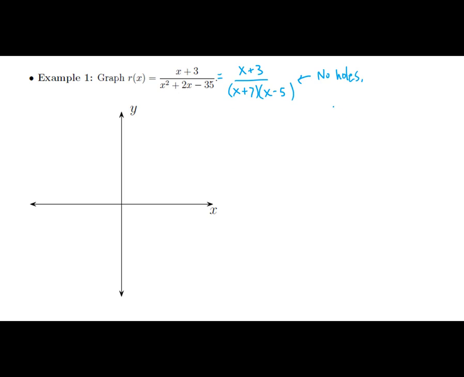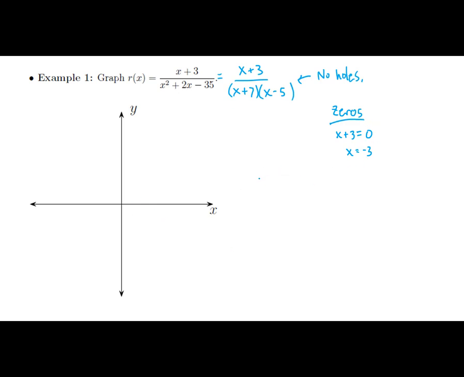So let's think about zeros. So zeros occur when the numerator equals 0. Not the denominator, but just the numerator. So we would say x plus 3 equals 0. Sorry, I'm going to erase that real quick. So of course we get x is equal to negative 3 as our 0. And I'm not going to immediately put that on the graph because I want to see where all the other important parts of the graph are, so I know how far apart to put my tick marks. All right, so there's zeros.